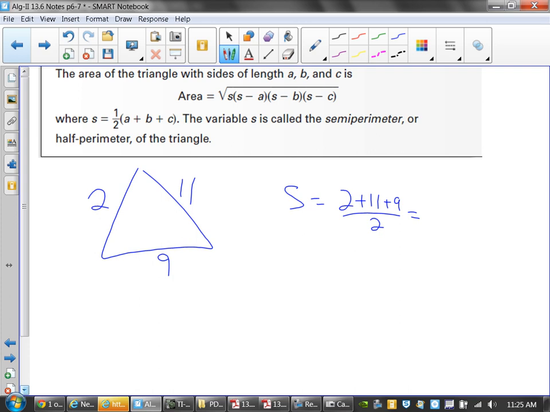11. All right. Now, to find the area, since we don't know bases and heights, we're not drawing in angles, we're not drawing any of that out, what we do is we take that value of 11, and then we just take 11 minus 2, 11 minus 11.